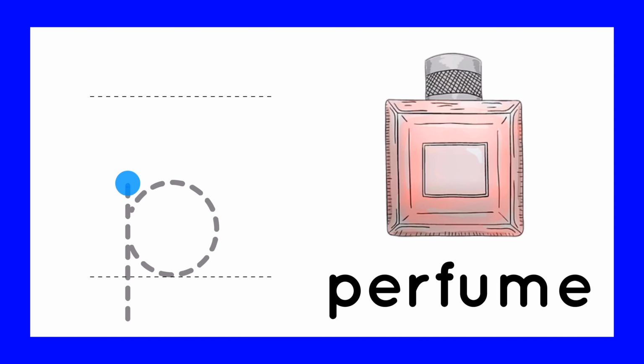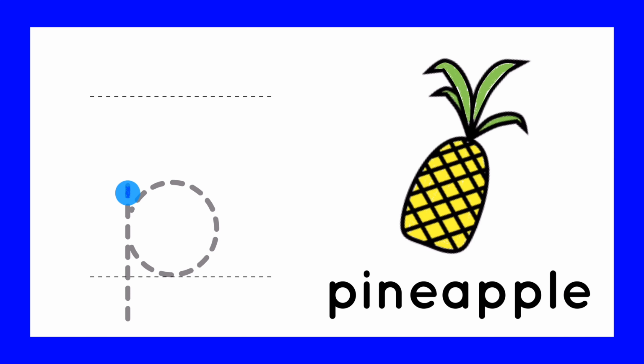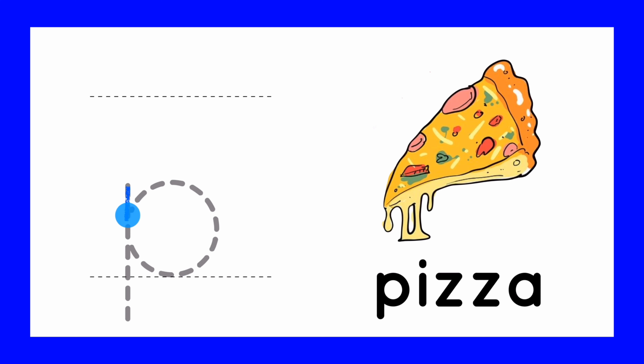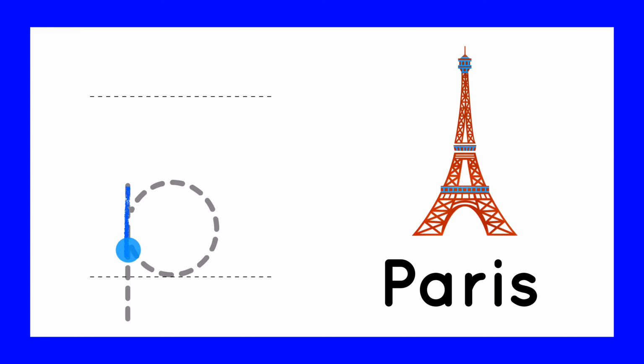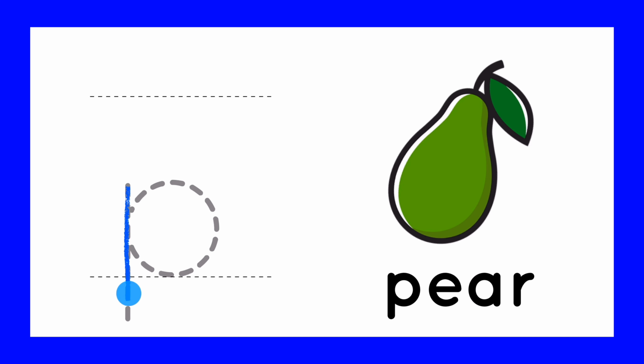Now let's look at some words. P for perfume. P for pineapple. P for pizza. P for Paris. And P for pear.